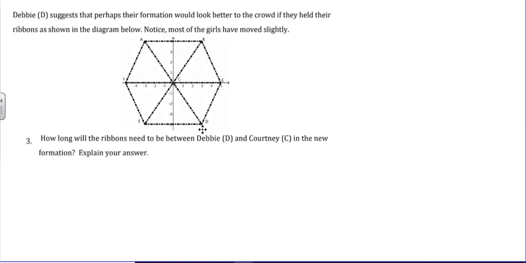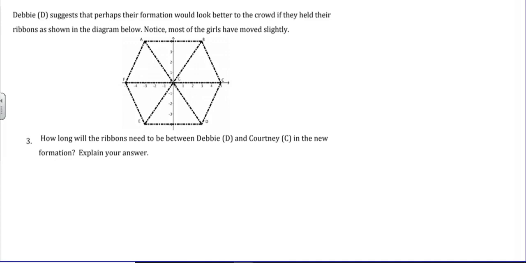Debbie, who's standing at point D, suggests that perhaps their formation would look better to the crowd if they held their ribbons as shown in the diagram below. Notice most of the girls have moved slightly. How long will the ribbons need to be between Debbie, D, and Courtney, who's standing at point C, in the new formation? Explain your answer.